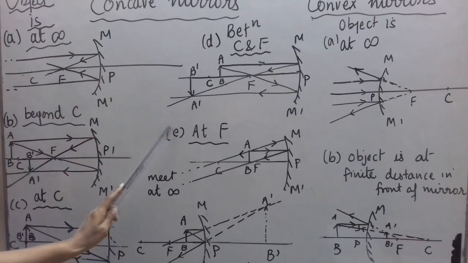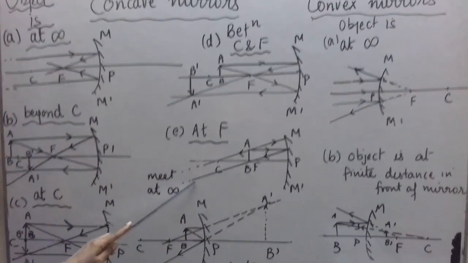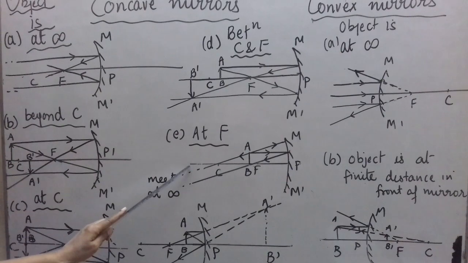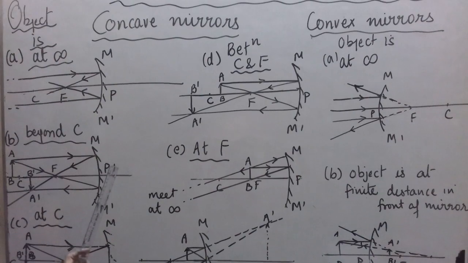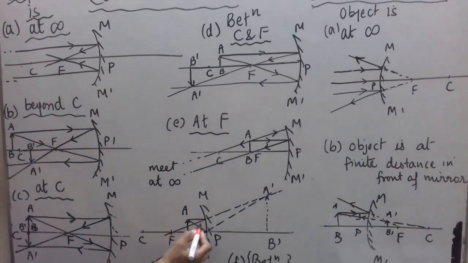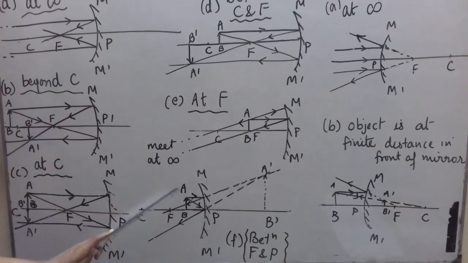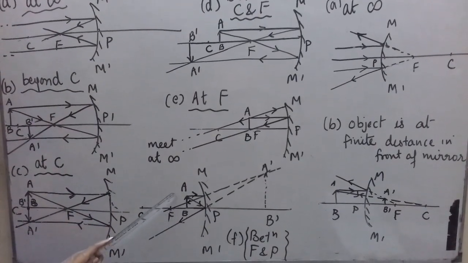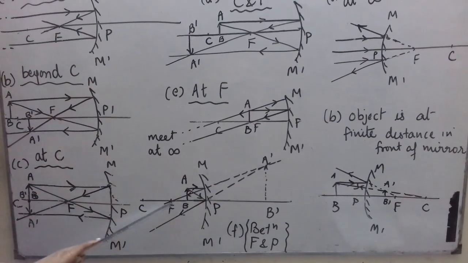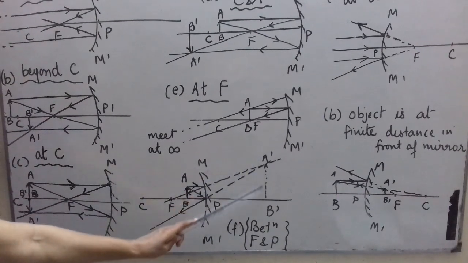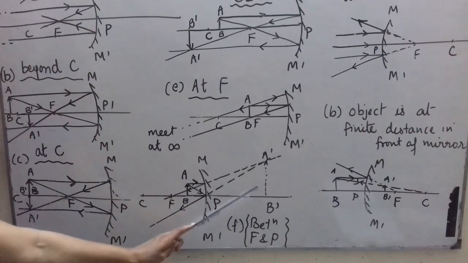In this case, when the object is at focus, the rays become parallel after reflection and we write that they meet at infinity. So the image is formed at infinity and it is highly enlarged, real and inverted. In the last case, when the object is placed between F and P, after drawing the ray diagram, which we have already drawn before, we see that the image is formed behind the mirror. So the rays appear to meet and the image is formed. So obviously the image is virtual and erect and lies behind the mirror.